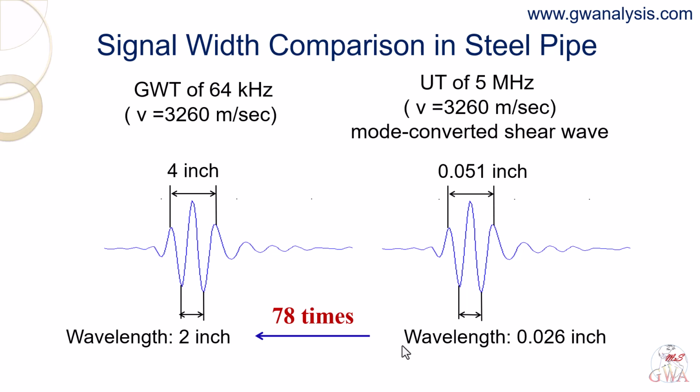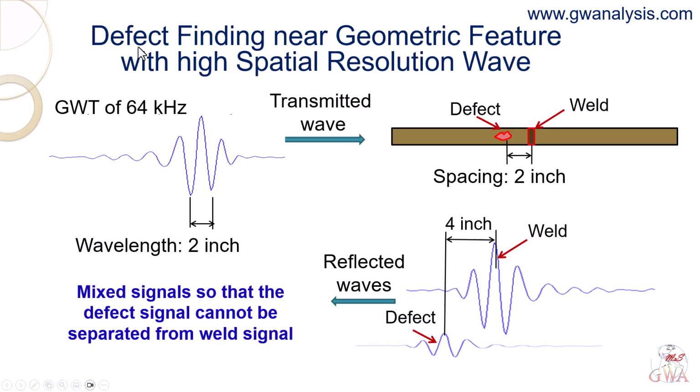What is the problem if a signal width is wide? The wider the signal, the worse the spatial resolution, meaning it becomes harder to separate two closely spaced indications. How do we define spatial resolution? We borrow the definition used in optics.